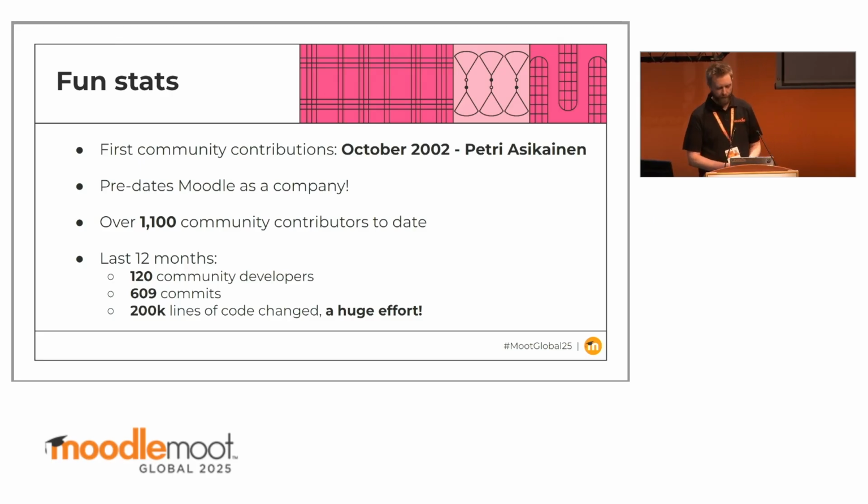Since then, we've had over 1,100 community contributors, and even looking at the last 12 months, the core Moodle LMS code has had about 120 community developers contribute 609 commits, and that totals changes to nearly 200,000 lines of code, which is absolutely huge.